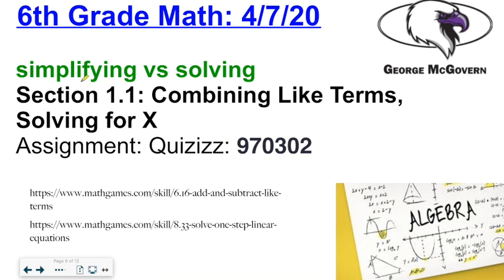Hey guys, Mr. Randall here, and today we're talking about doing part 2 of Algebra Review. We're simplifying and solving, so combining like terms, solving for x.